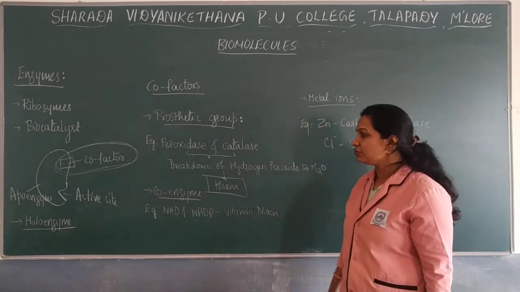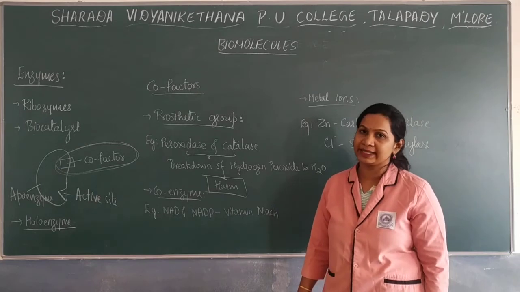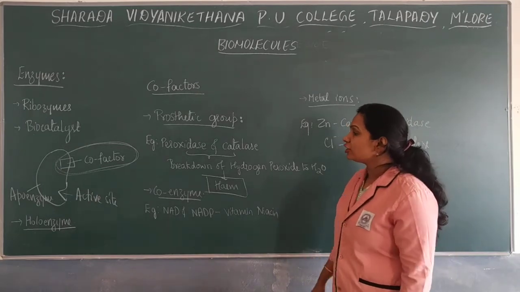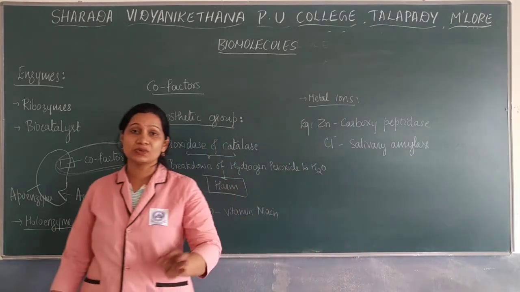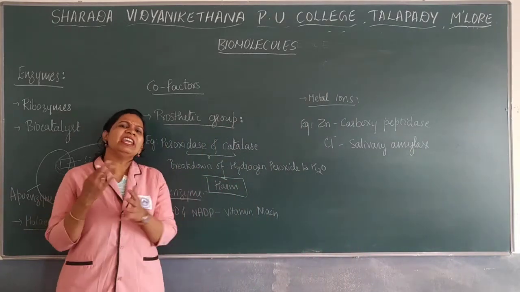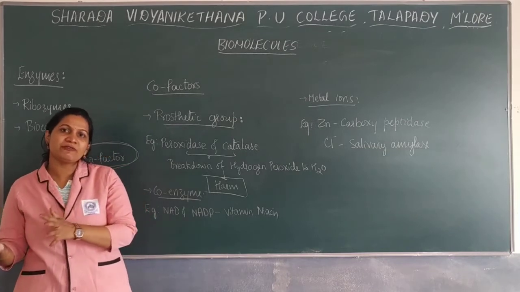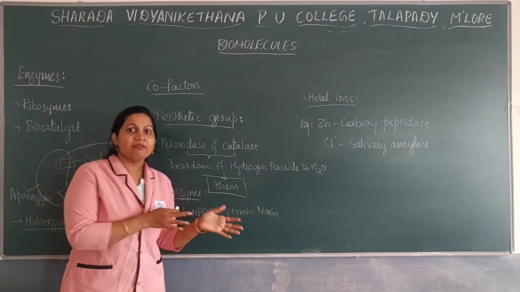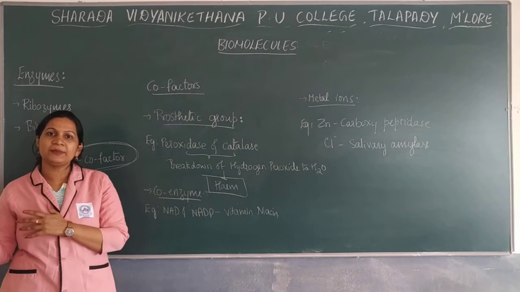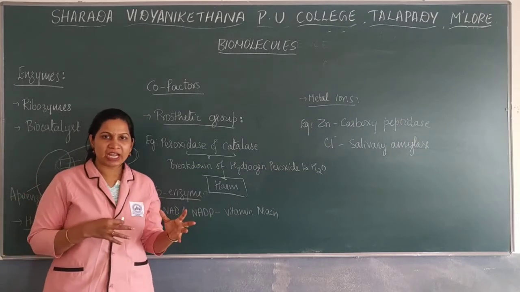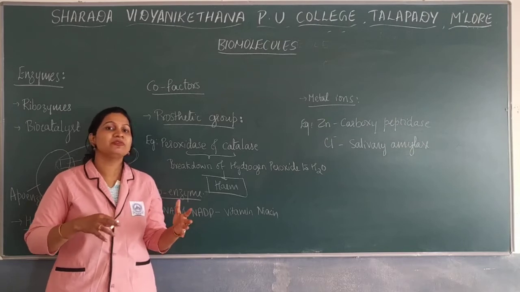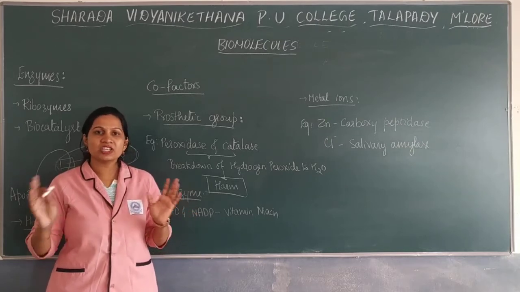The second one is the coenzyme. Coenzymes are temporarily associated with the enzyme. Whenever there is a reaction, they are found attached to the enzyme. When there is no reaction, they are detached. They are attached to the enzyme only for the reaction, as they are required then.